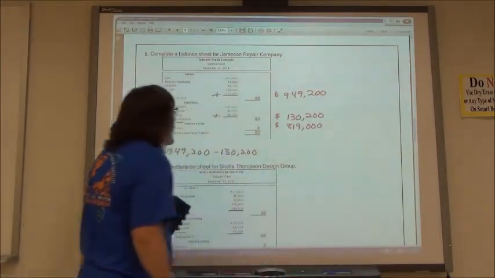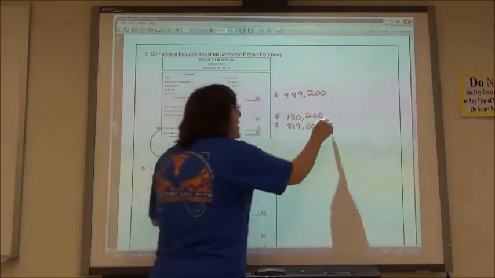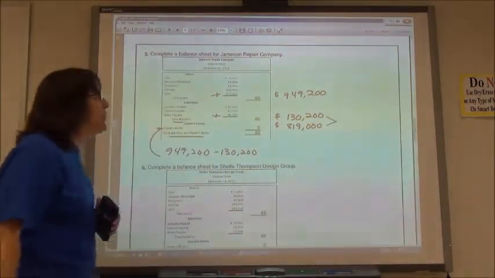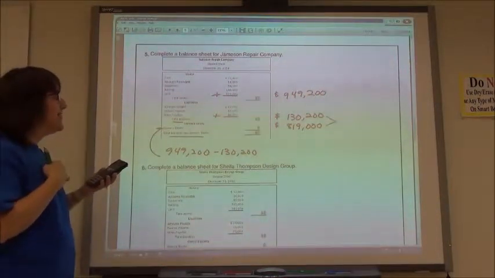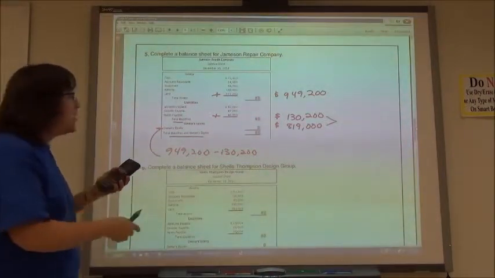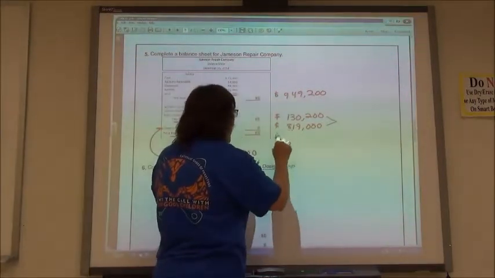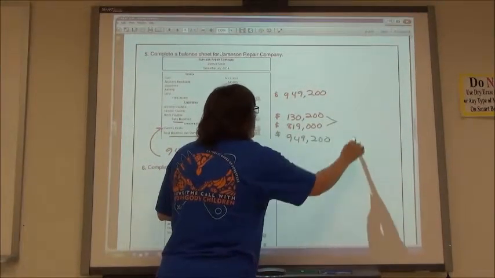And then again for the last part, we're just finding the total of the liabilities and the owner's equity. So we're going to add those two numbers together. And so if I add my $819,000 plus my $130,200, I should end up with the number that's the same as the top number, and I do, $949,200.